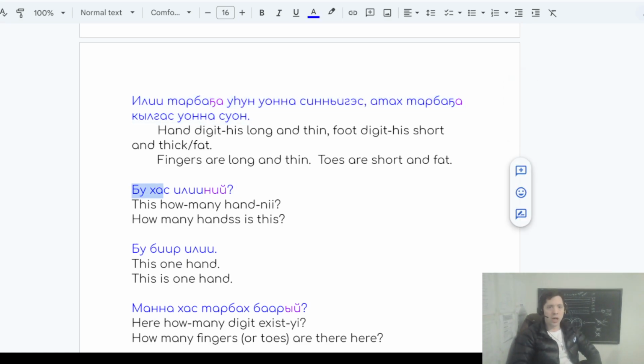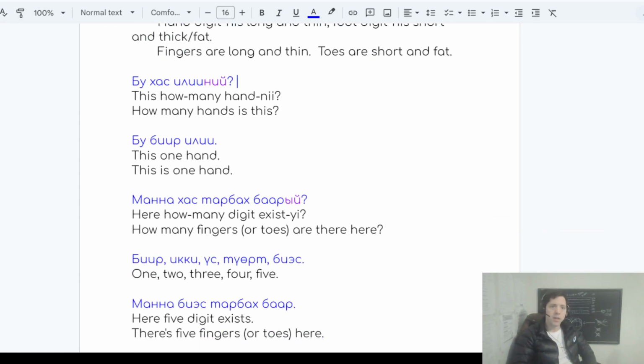Then we have buhas ilini. How many hands is this? Buhas. How many? Ilini. So you notice sometimes if you have a word in a vowel, the e, a, u, etc. question ending will put a little n in there, because ili would be kind of hard to say. Ili. All right. Bu bir ili. This is one hand. Bu bir ili. Manda has tarbach bari. Yeah, this is one hand. Bu bir ili. Then how many fingers or toes are there?